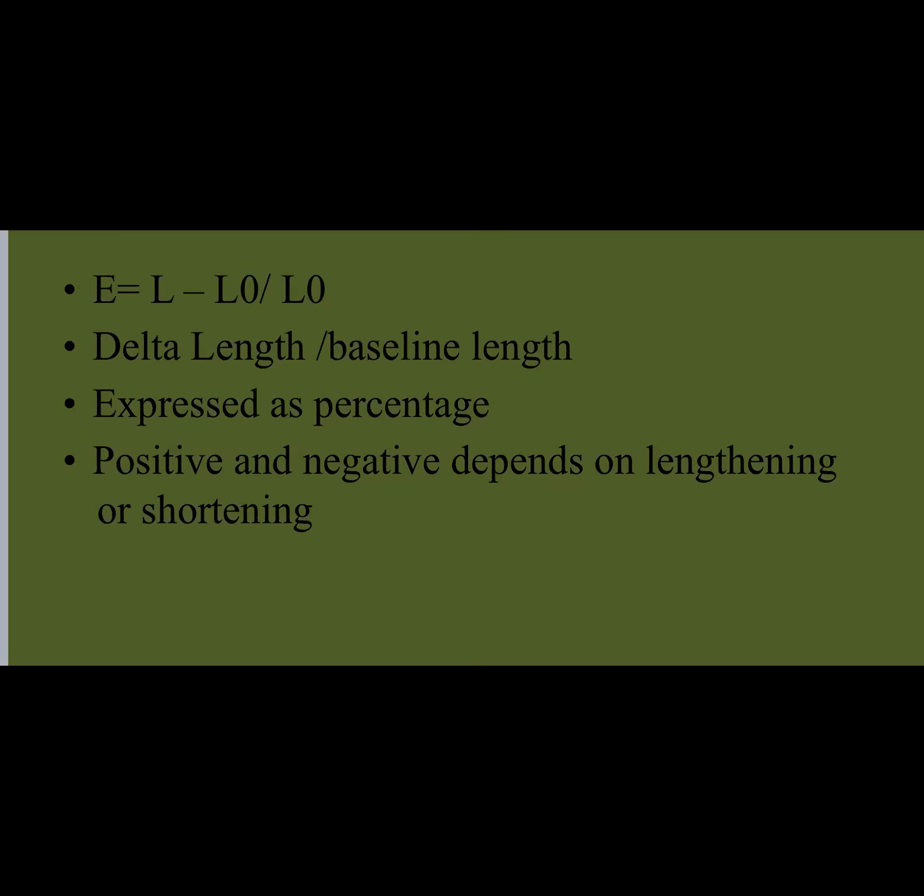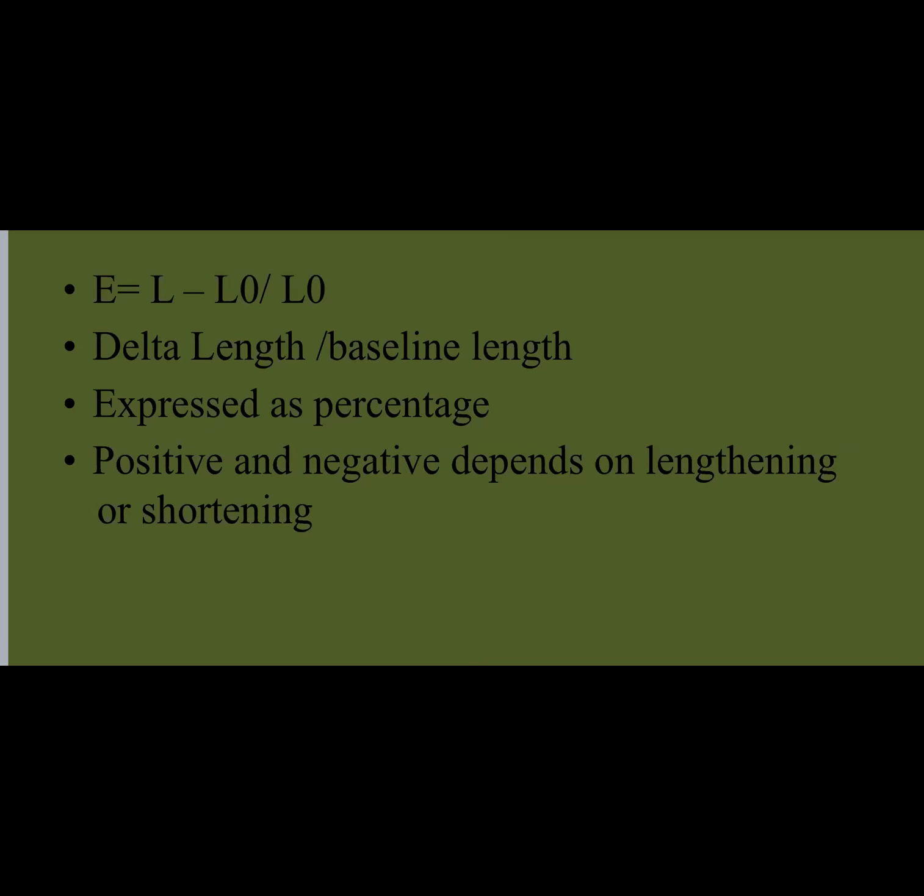I'm going to take a segment of the heart and see how it deforms in contraction and relaxation. So I take that segment and see the initial size, and after contraction, the size. L is the final length. L0 is the initial length. Deformability is counted as the delta change in length over the baseline length.